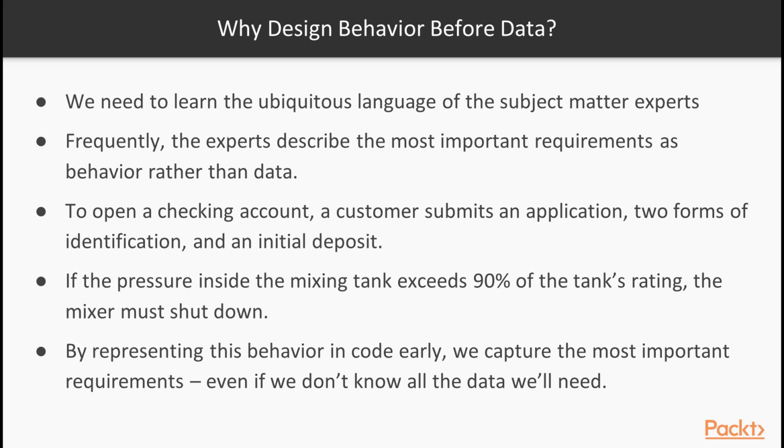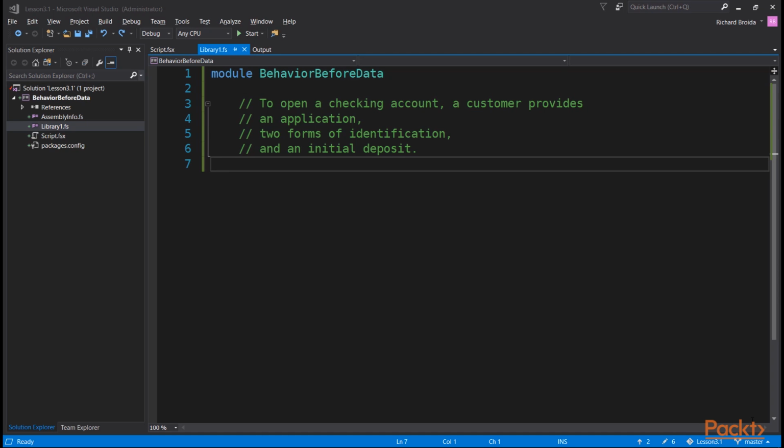They say things like this: to open a checking account, a customer submits an application, 2 forms of identification, and an initial deposit. If the pressure inside the mixing tank exceeds 90% of the tank's rating, the mixer must shut down. Now, these statements don't tell us exactly what data belongs in a bank account application, or what the maximum rating of a mixing tank is. But if we can capture these behaviors in code early in the design process, we'll have gone a long way toward satisfying the system's requirements, and we can fill in details about the data as we learn more about the behavior. Let's see how this can work in practice.